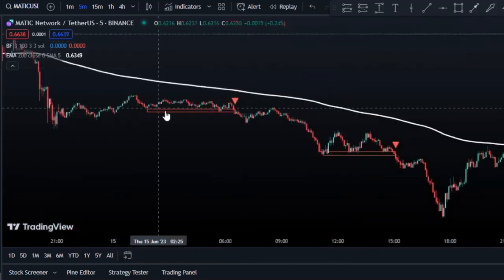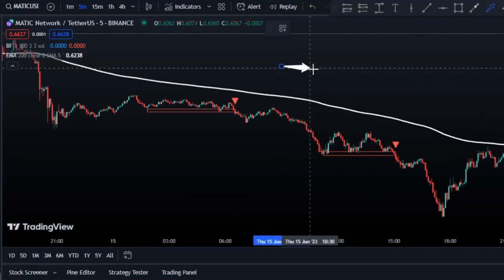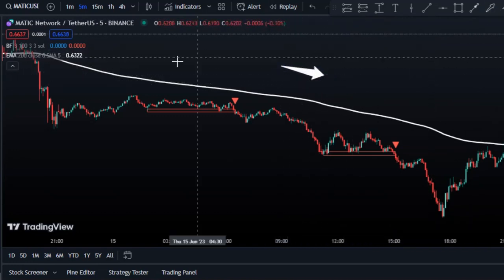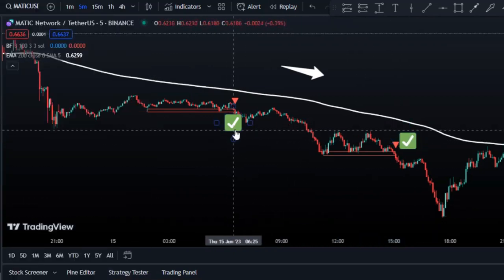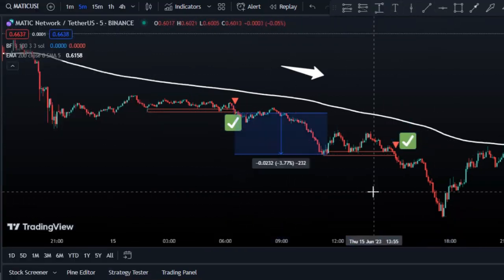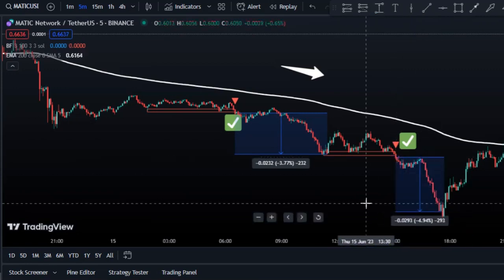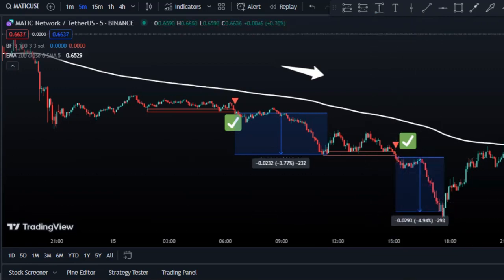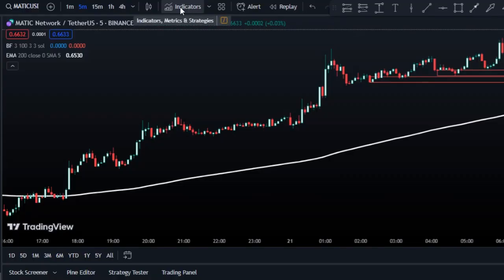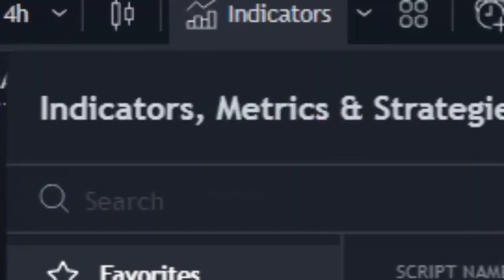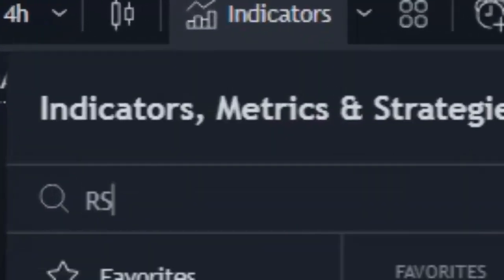And similarly, in this example, due to the candlesticks forming below the EMA indicator, signals in line with the trend are easily recognizable, enabling us to confidently enter a short trade. And to filter out minor market fluctuations, we can use the RSI Histo Entry indicator. So add this indicator from the indicator section of TradingView website.